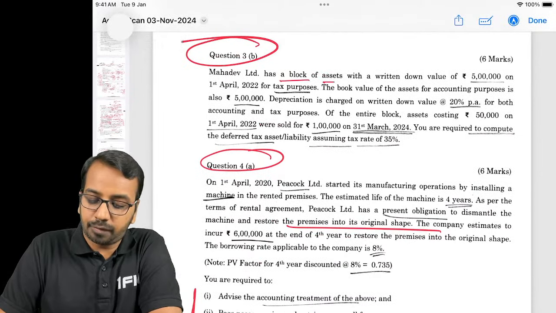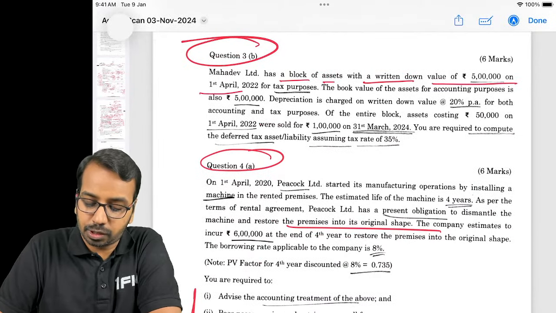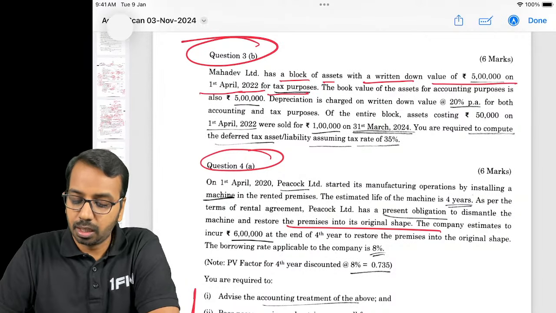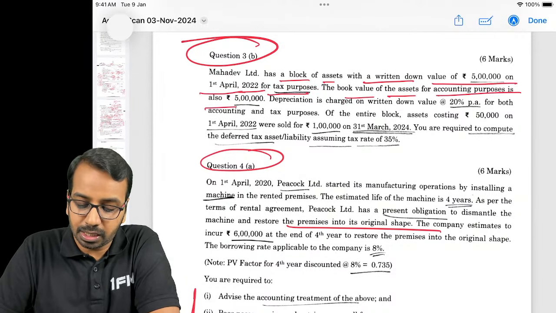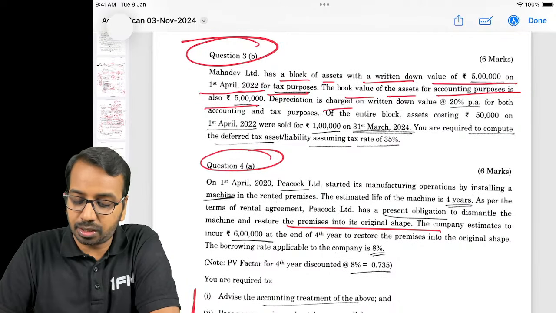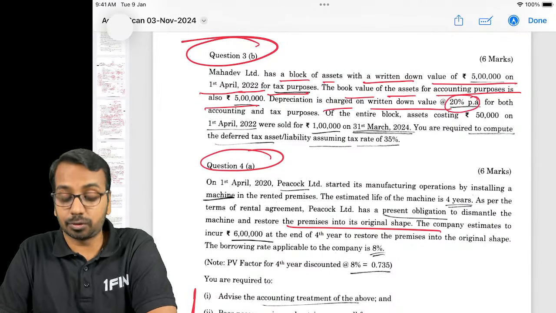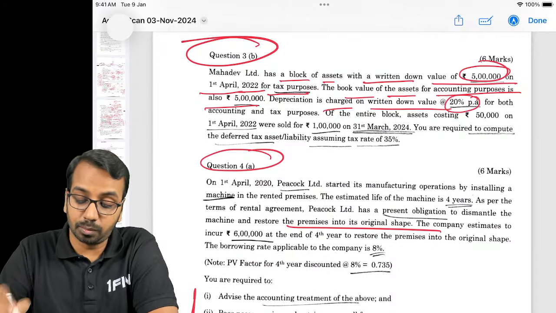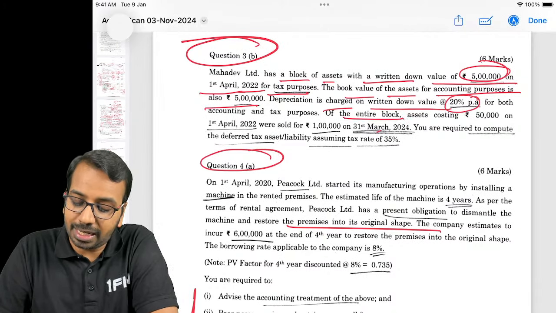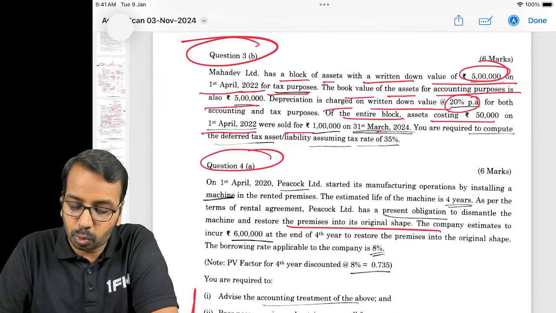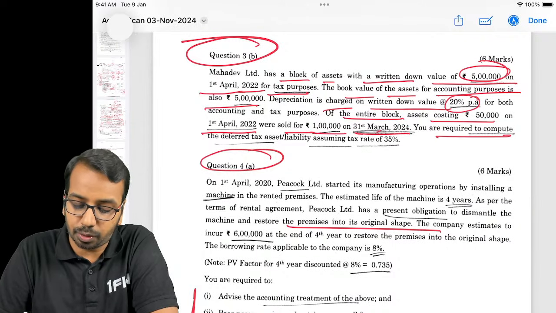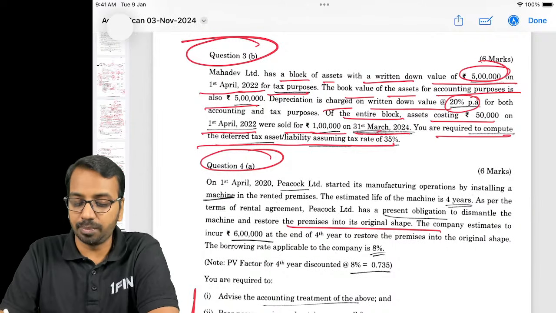Mahajan Limited has a block of assets with a written down value of 5 lakhs on 1st of April 2021 for tax purposes. The book value of the assets for accounting purpose is also 5 lakhs. So the opening balance is the same. Depreciation is on written down value of 20% per annum. So on 5 lakhs it is 20%, on books also 20%. Of the entire block, assets costing 50,000 were sold for 1 lakh on 31st of March. You are required to compute the DTA, DTL, assuming a tax rate of 35%.